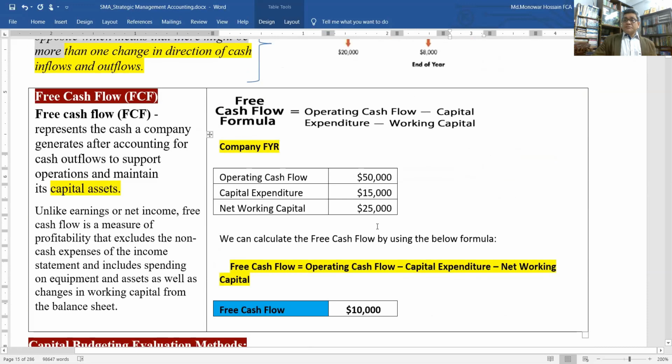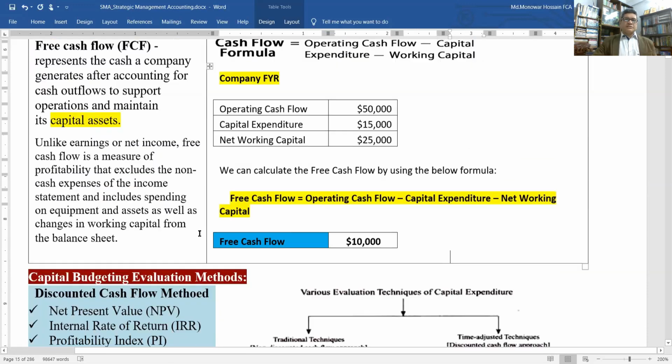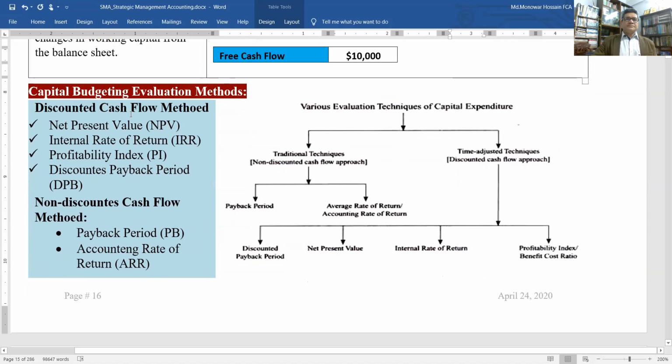So is free cash flow clear? Okay. Then capital budgeting evaluation methods, we know there are different types of methods. Some are discounted, some are not discounted. The non-discounted ones are payback period and accounting rate of return, and the discounted ones, which consider the time value of money, are net present value, generally known as NPV, internal rate of return, profitability index, and discounted payback period.